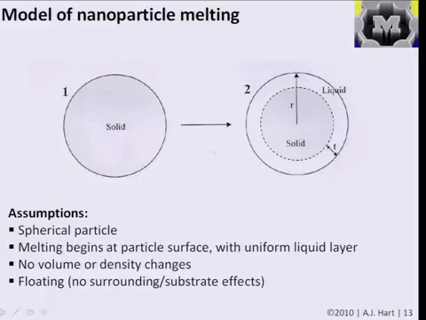Okay. So now we're going to call the solid state 1, and we're going to call the molten state, or this semi-imaginary state where we have this little layer of liquid around, state number 2. And so using the definition of small r as the radius of the particle and T as the thickness of the liquid layer, let's get started.